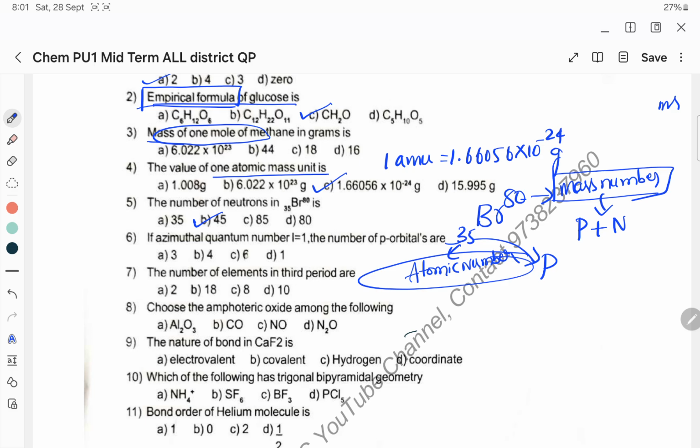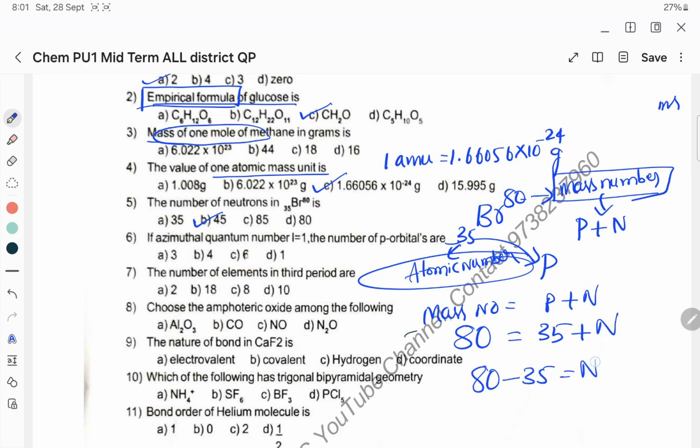Now, how do we need to calculate this one? Take the mass number is equal to proton plus neutron. The mass number they gave, 80, is equal to proton, we know that is 35, plus neutron. You will get 80 minus 35 is equal to neutron. So 45 is equal to neutron. Whatever elements they give, you need to calculate and follow these steps. This is how we calculate the number of neutrons in bromine: 45. I think this one is clear. Next, move on to the next question.